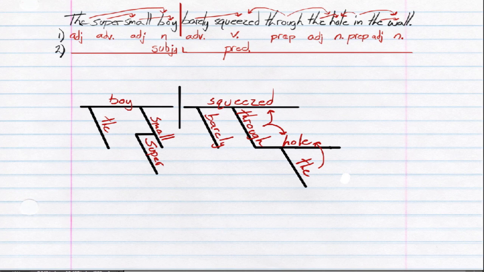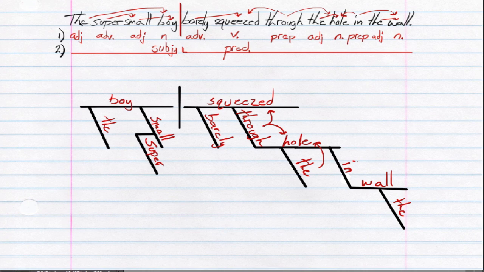So if that is the case, we have three more words left. Up here we have in the wall. So if I place in the wall underneath squeezed, I would literally be saying that in the wall is telling me where he squeezed. He didn't squeeze into the wall. He squeezed through the hole. So this would be the drawing. Take a second and think if you can figure out the order of the last three words on these lines. It would look like this.